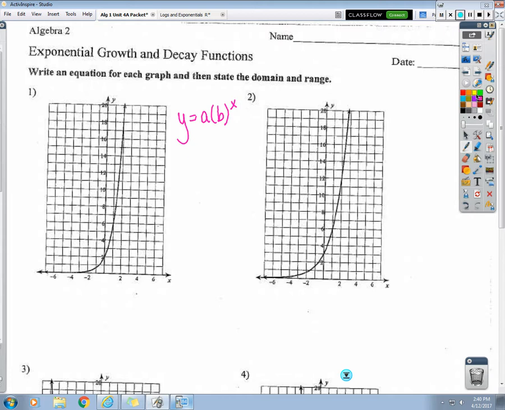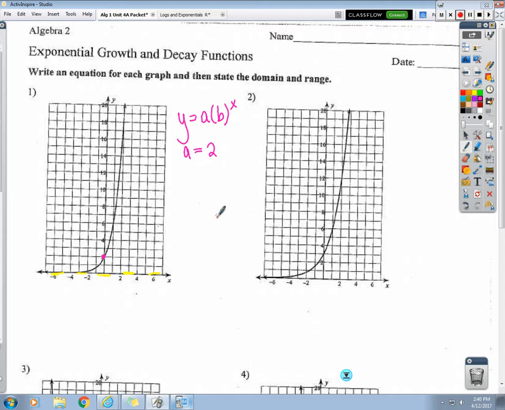Where is the asymptote of this one? 0. You can see that it starts to flatten out right here at the x-axis, which is y equals 0. Now, when the asymptote's at 0, doesn't that mean that the curve has not been shifted up or down? And that also lets you know that the a value is the same as your y-intercept. Where's the y-intercept for this one? 2, so a equals 2. As long as your asymptote's at 0, your a value is your y-intercept.